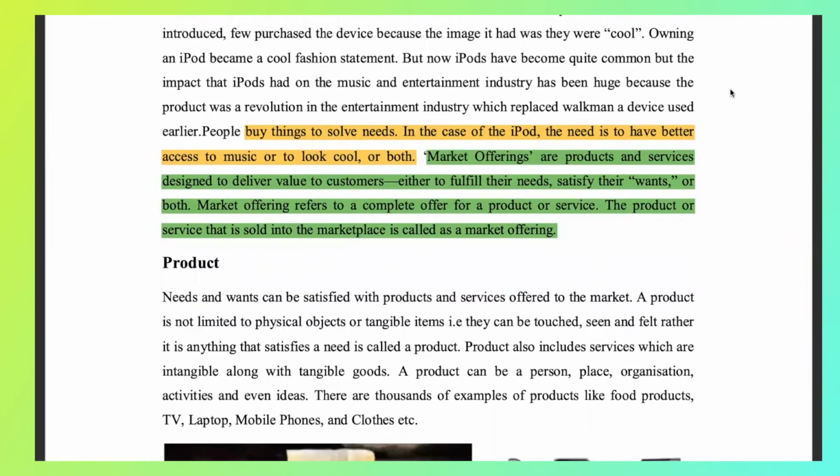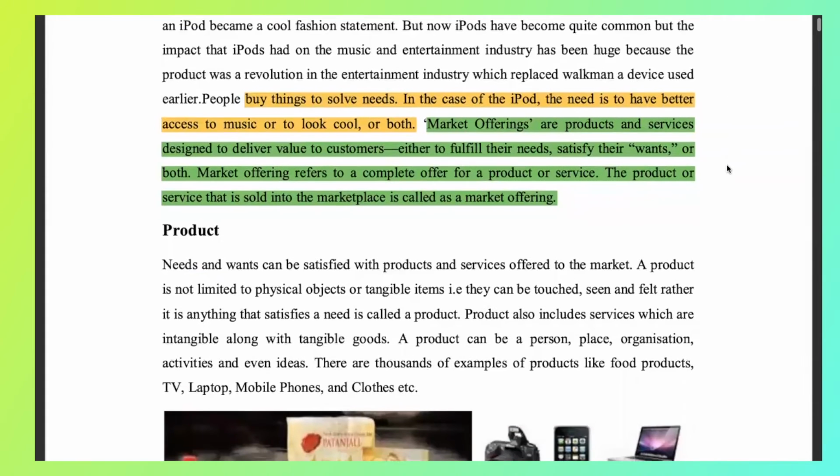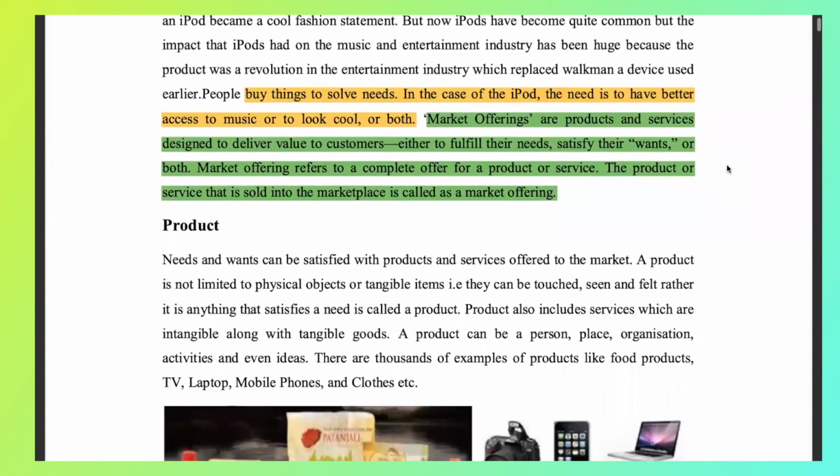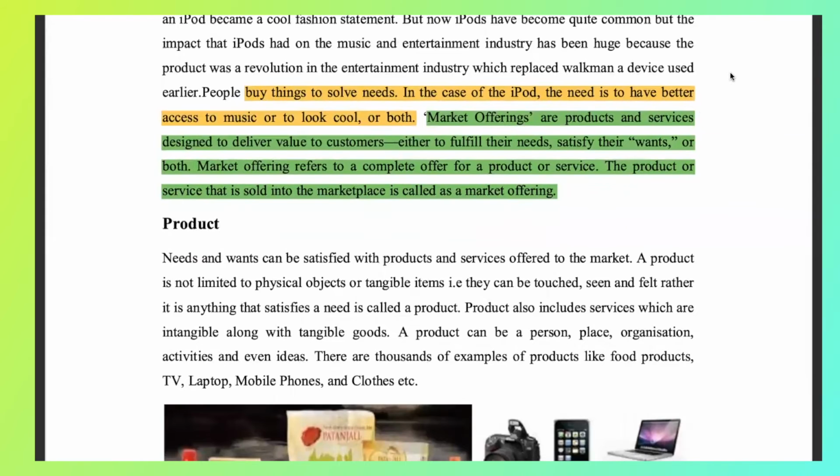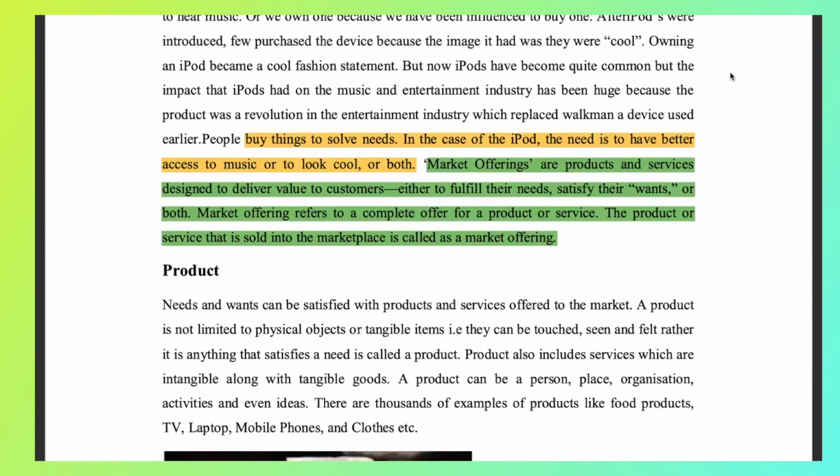Whoever had a cool iPod, everyone looked at them and said, oh wow, you have an iPod. So everyone started buying, and it became a fashion statement. But now iPods have become quite common because everyone has one. But the impact that iPods had on the music and entertainment industry has been huge, because the product was a revolution in the entertainment industry. This product was so advanced and the technology used was so good that it replaced all the other music devices that were there.